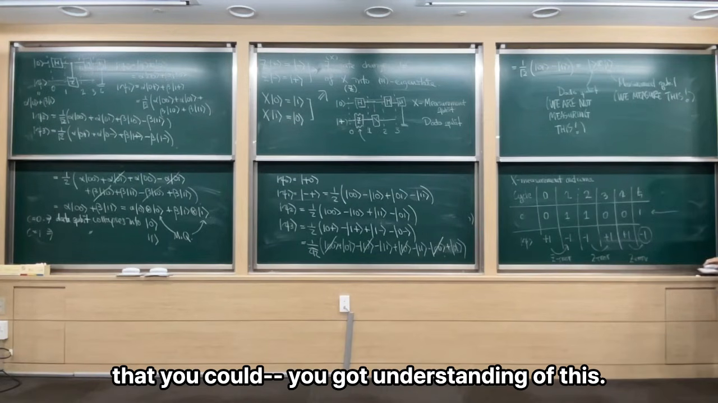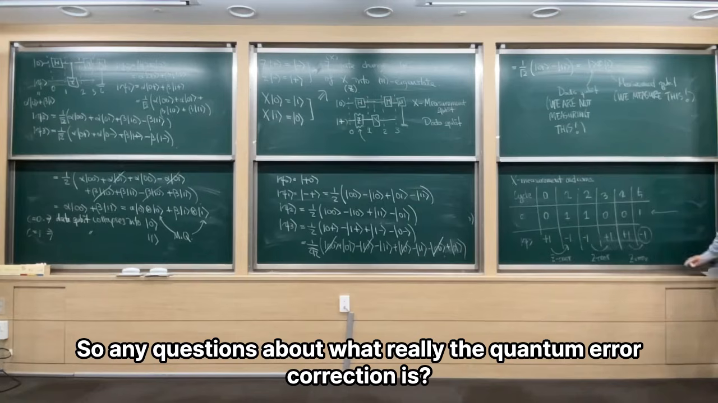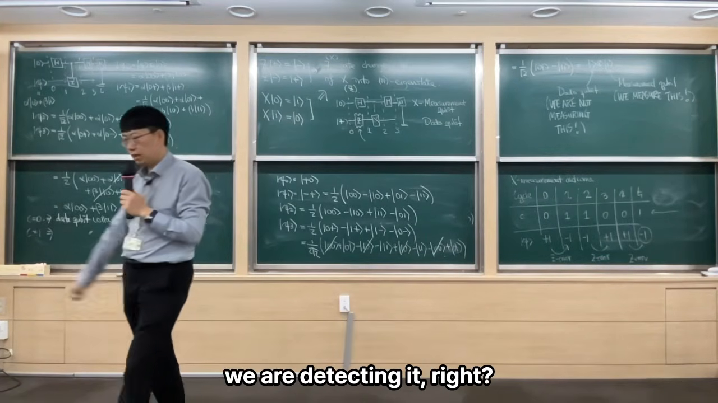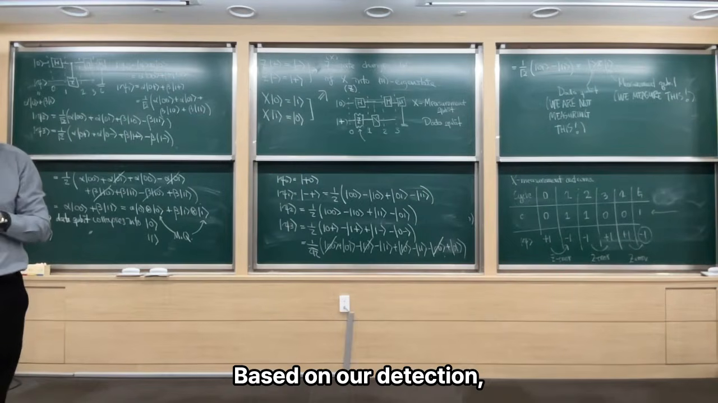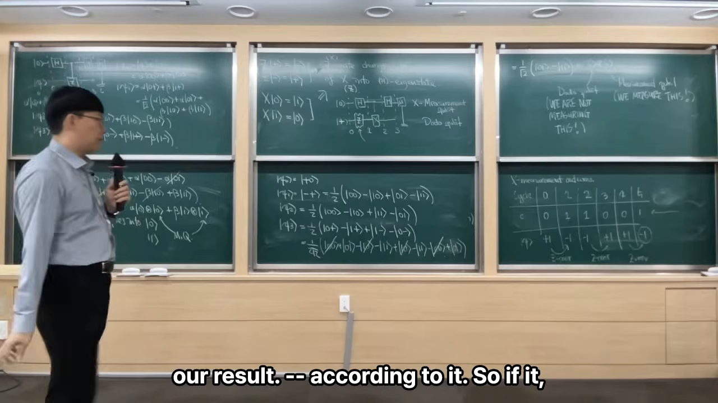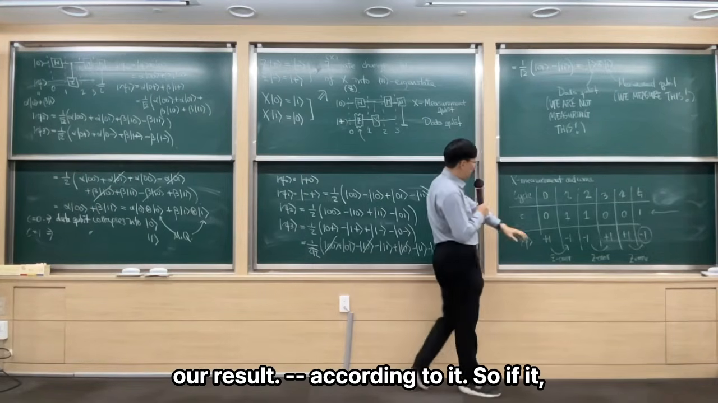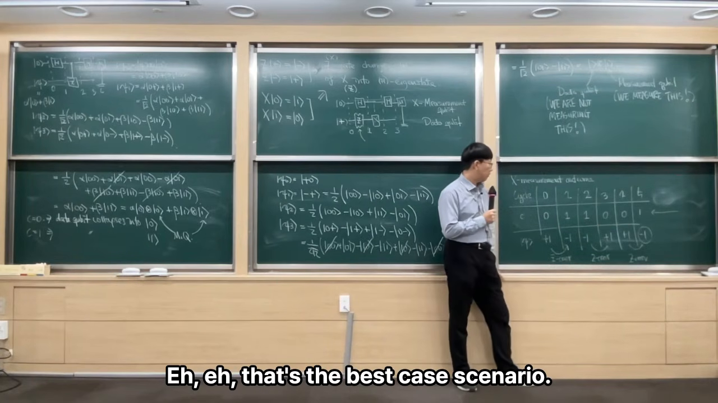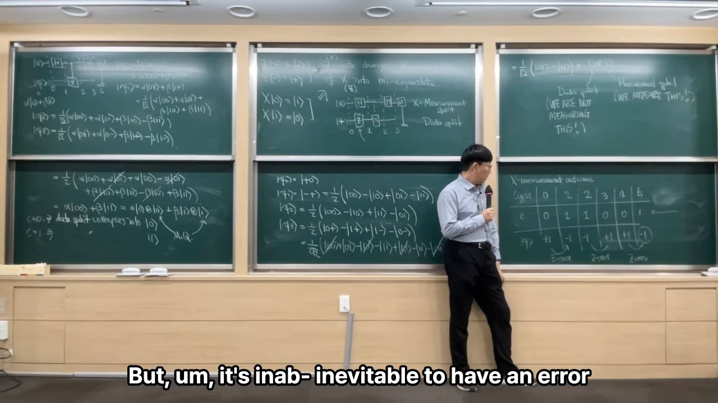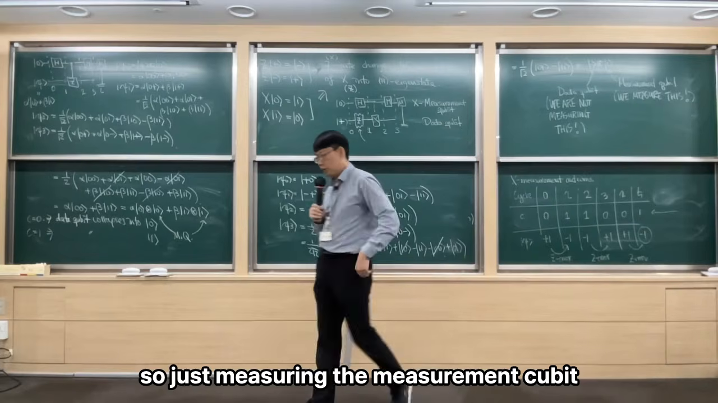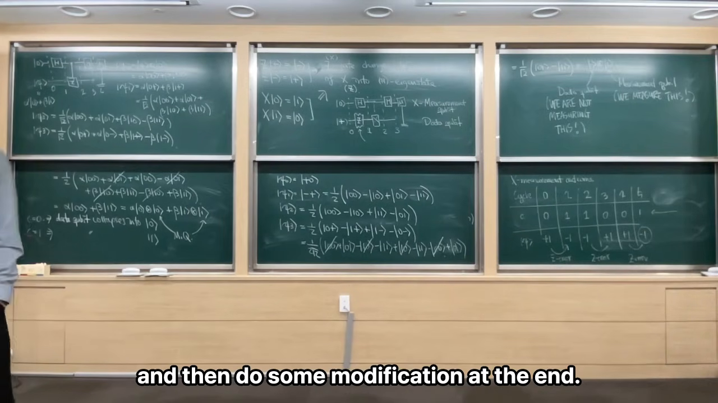I'm hoping that you got an understanding of this. So any questions about what quantum error correction really is? This is the whole idea. We're not correcting it, we're detecting it, right? Based on our detection, we're going to modify our result accordingly. So if there was no error, everything must be 0, right? That's the best case scenario. But it's inevitable to have an error. So we just measure the measurement qubit and then do some modification at the end.